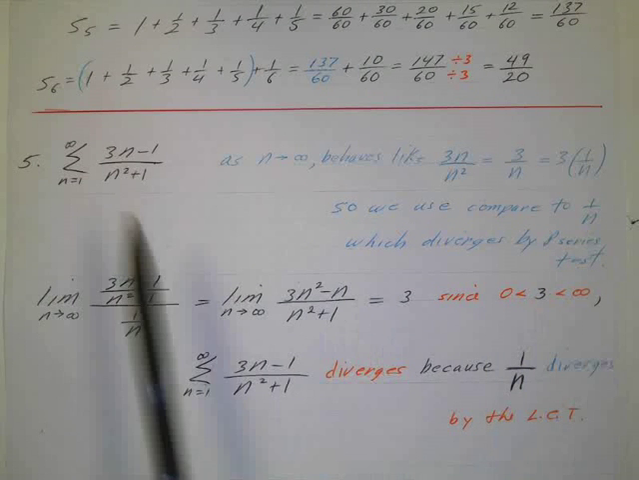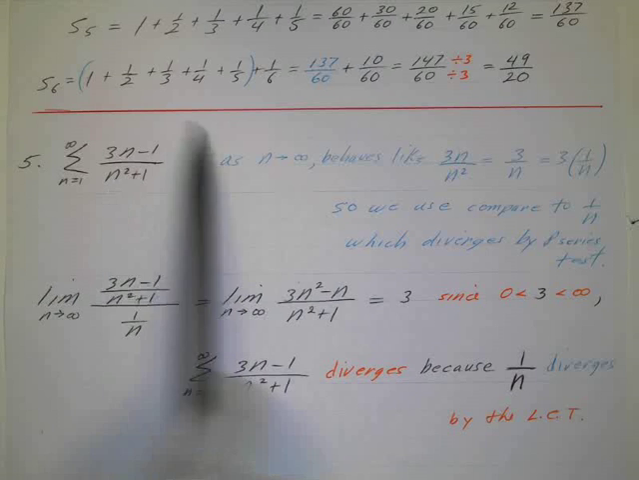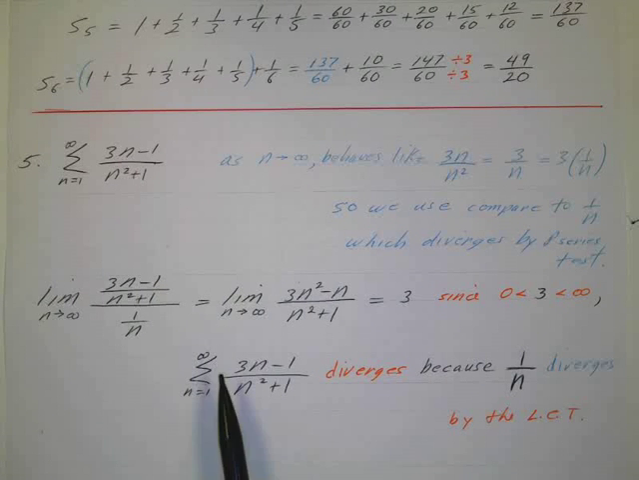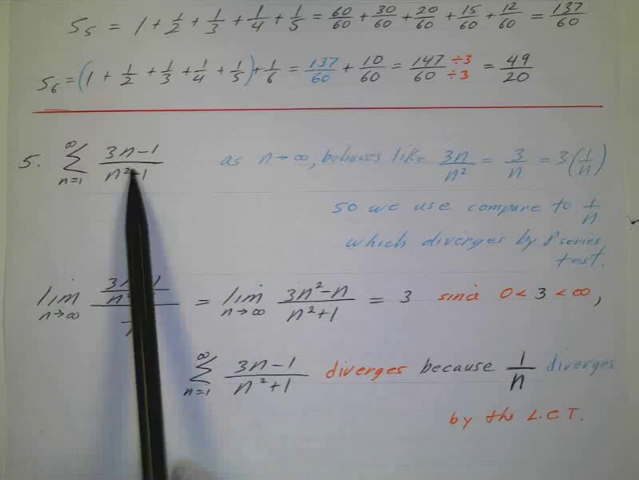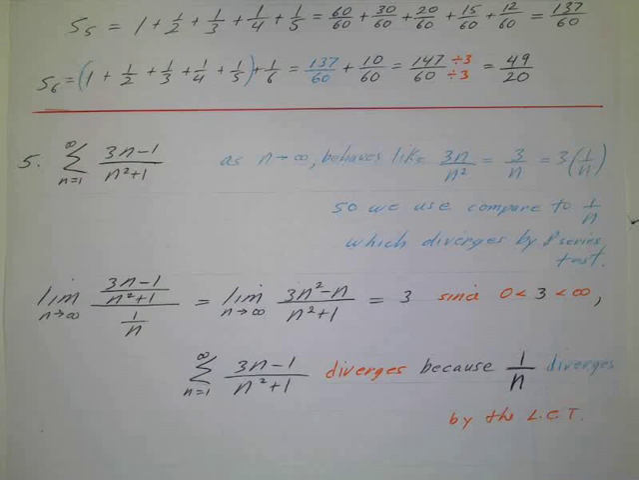So since this diverges, and they behave the same way, this series will diverge. So we can say that the summation from n equals 1 to infinity of (3n minus 1) over (n squared plus 1) diverges because 1 over n diverges. That's by the LCT, the limit comparison test. And I like to use these little abbreviations to notate what test I'm using, so I can keep track of the different tests, because there's a lot of them, and they can be confusing. Hope those help.